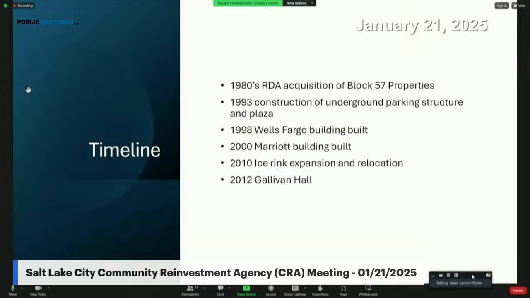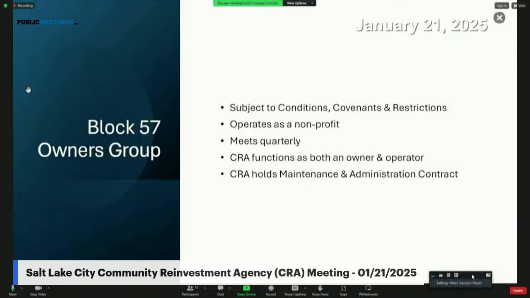Next slide, please. A little deeper dive into the Block 57 Owners Group. It operates as a nonprofit, and it meets regularly, quarterly currently, to conduct the business of managing the Gallivan Center. The owner of the One Utah Center does not participate in the association and is not subject to the conditions, covenants, and restrictions. And we'll dive into those here in a little bit.